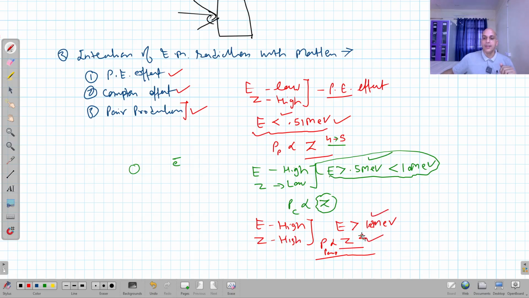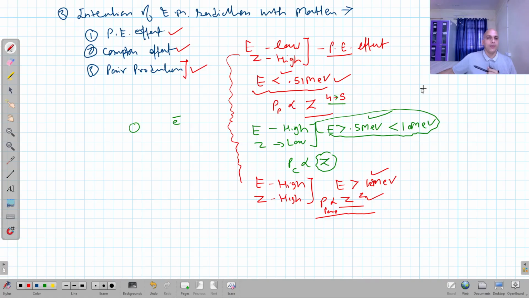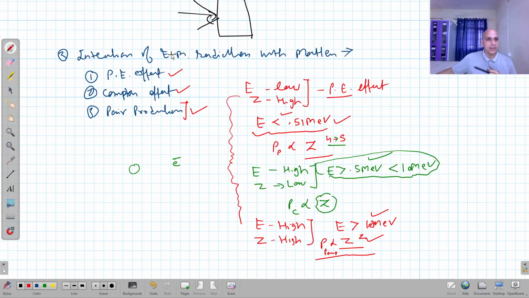So you can see here that these different ways of interaction of gamma and electromagnetic radiation with matter depend on two factors: the energy of the photon and the nature of the medium. I mean, whether it is a dense medium or a lightly dense medium. Now I'm coming to pair production. The other two processes we have studied in detail.